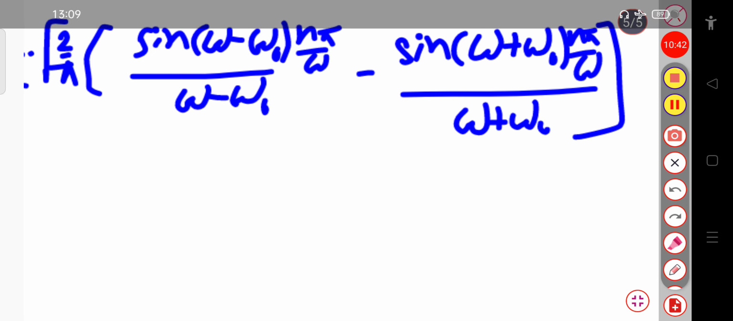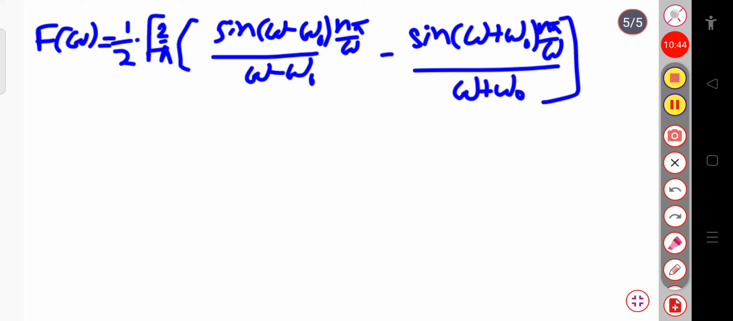Now let us see in these two terms, the first term and the second term, which part dominates will depend on omega in f of omega. When omega is nearly equal to omega naught, in this condition the second term goes to 0. Why? Because if I put omega equal to omega naught, it will be omega naught plus omega naught in the second term. Only in the second term I am substituting. Let me write the equation again.